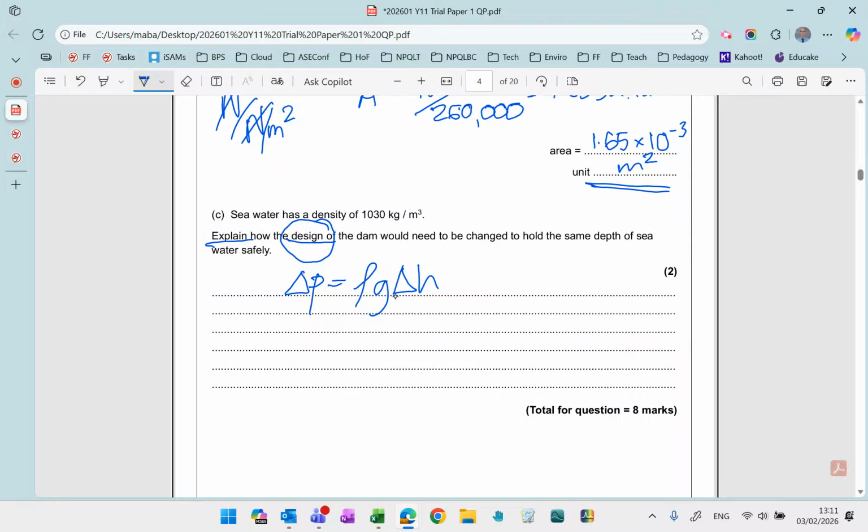So if density changed, then what happened to this number here? That number increased, right? It's on the same planet, so that number there is constant. And it's the same depth, right? So that number there is also constant. So that means on the right hand side of the equation only one number increases, and that's the density. But that does mean that the pressure at the bottom of the dam is going to need to increase.